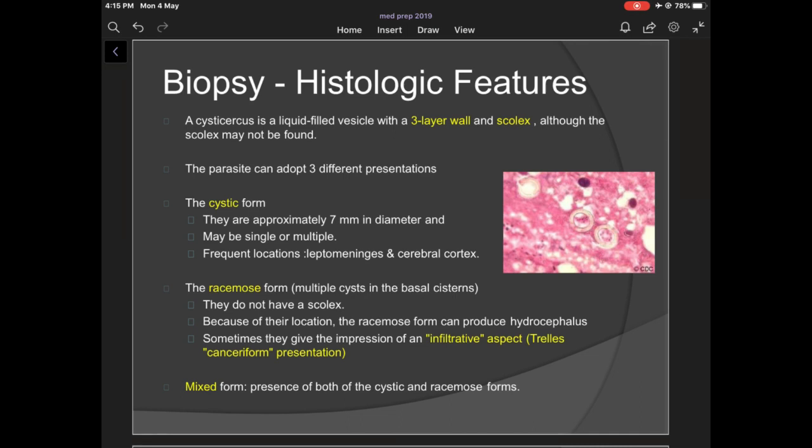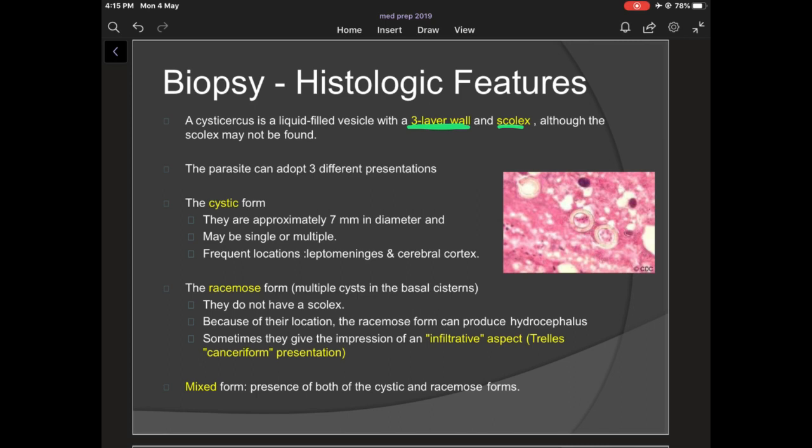Lots of risks are associated with it. So, the histological features on biopsy. A cysticercus is a liquid-filled vesicle with a three-layered wall and a scolex. Although the scolex is not found in all the cases, most of the time it can be seen. The parasite can adopt 3 different presentations on a biopsy. It can attain a cystic form, a racemose form, and a mixed form.